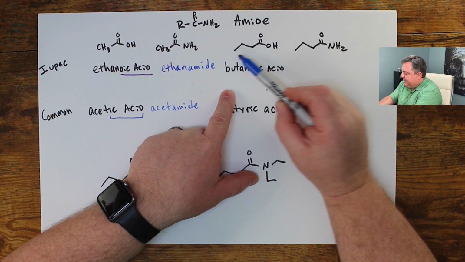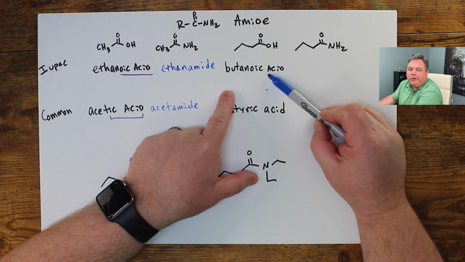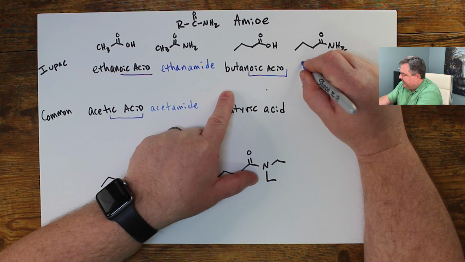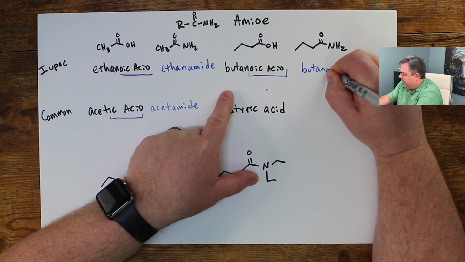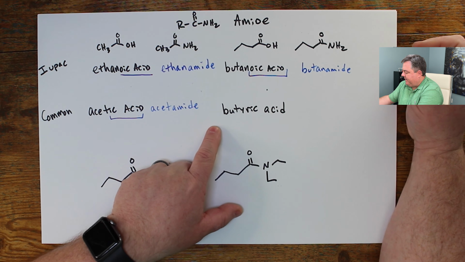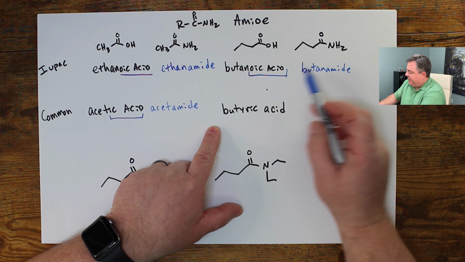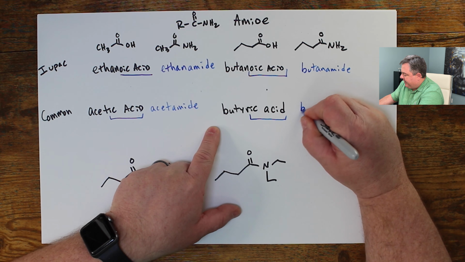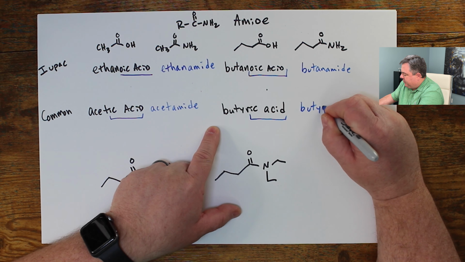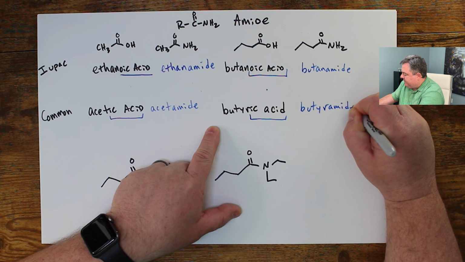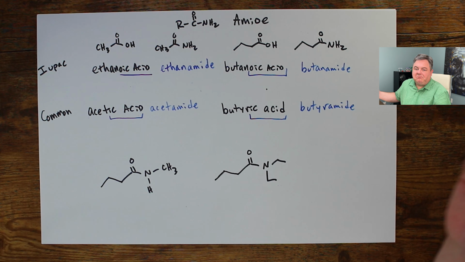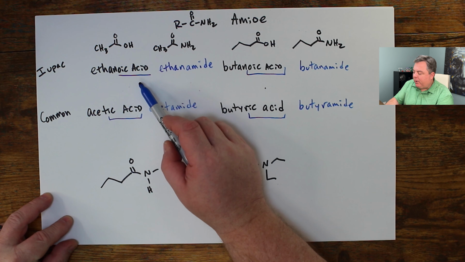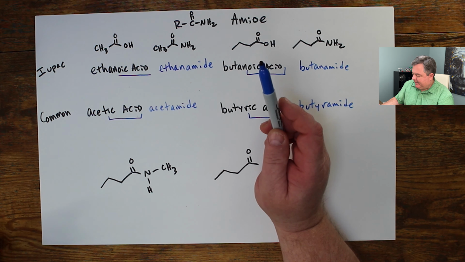If I have 4 carbons, butane becomes butanoic acid. So the amide becomes, drop the oic acid, butanamide. Or if I take the common name for butyric acid, if it's 4 carbons, drop the ic acid and it becomes butyramide. Pretty simple. Once you know how to name carboxylic acids, drop the ic acid or oic acid part and just put amide at the end.